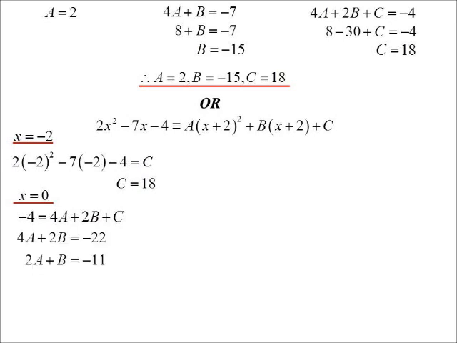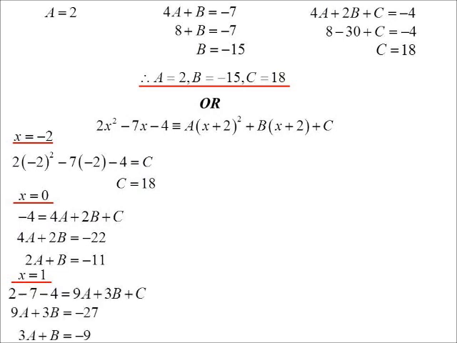So I get 2a plus b is negative 11. I'll pick another number. 1's easy to sub into, so I'll pick 1. And I get 3a plus b is negative 9. And with simultaneous equations, we get a is 2, b is negative 15.